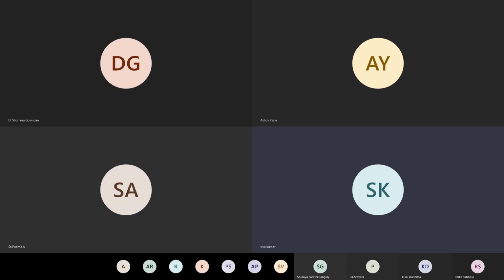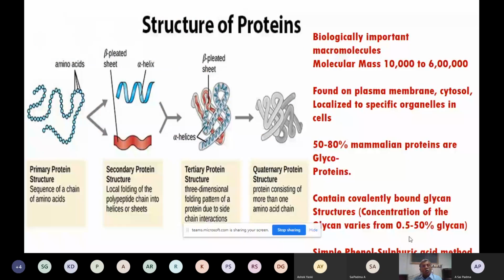Tertiary structures of proteins, where there is interaction between the side chain amino acids of the protein molecule. So a large number of amino acids constitute a particular protein, and the side chain interactions and the proper folding of the protein is what is defined by the tertiary structure of the protein, which relates to its function also.